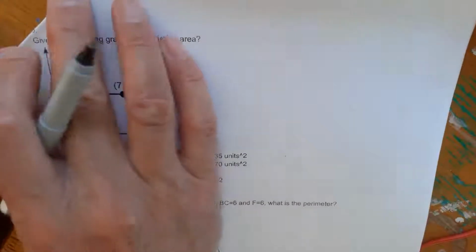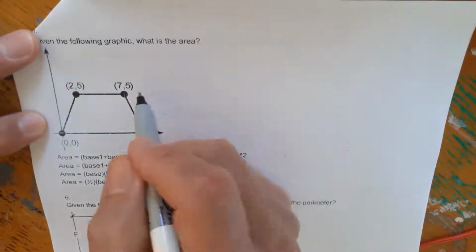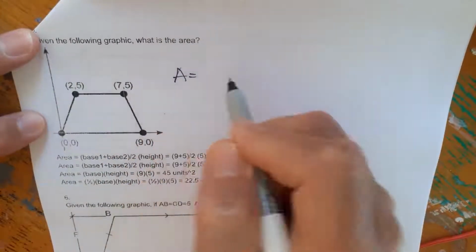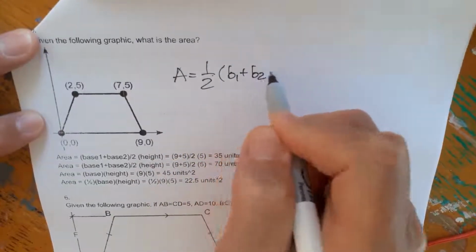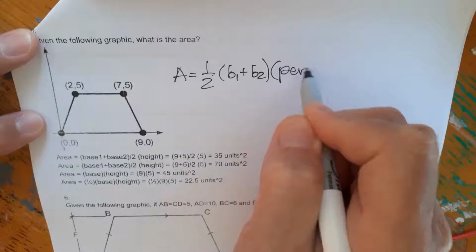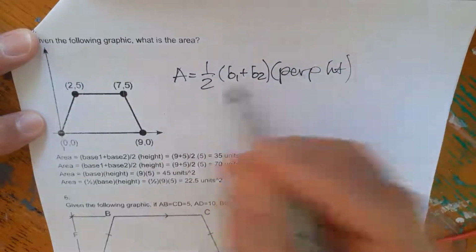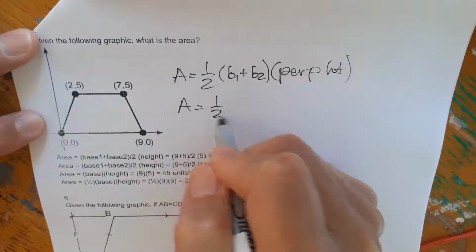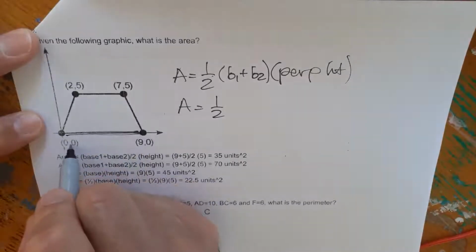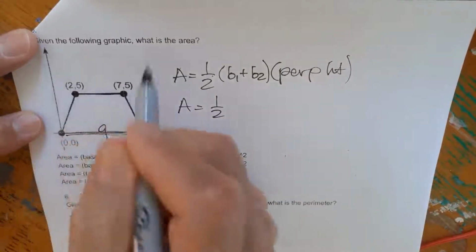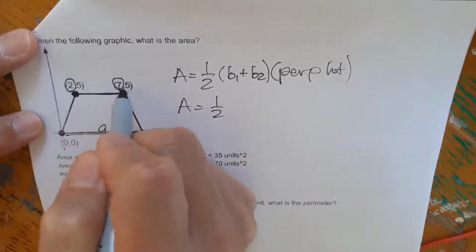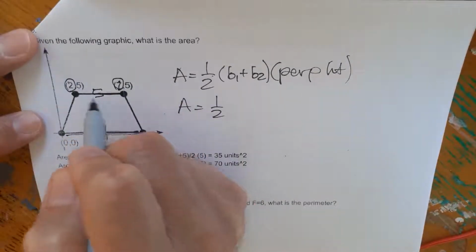All right, given the following graphic, what is the area? So this is a trapezoid. Area for trapezoid, go back to the notes, 1/2 base 1 plus base 2 times perp height. Area equals 1/2. So this is base 1, 0 to 9. This is base 2. How far is it? We're going from a 2 to a 7. 7 minus 2, this has got to be 5 long, right?